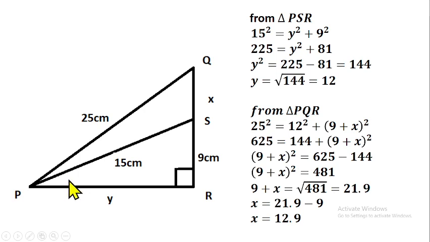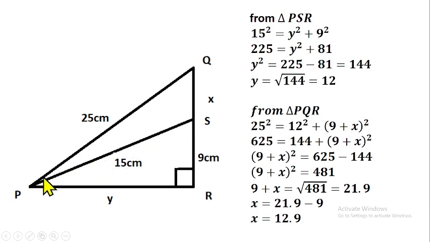So let's identify the right angle triangles that we have here. We have triangle PSR. This PSR is a right angle triangle. Then the triangle PQR, that big triangle, is also a right angle triangle. So PQR is a right angle triangle, and PSR is also a right angle triangle. It means that this triangle PQS is not a right angle triangle.